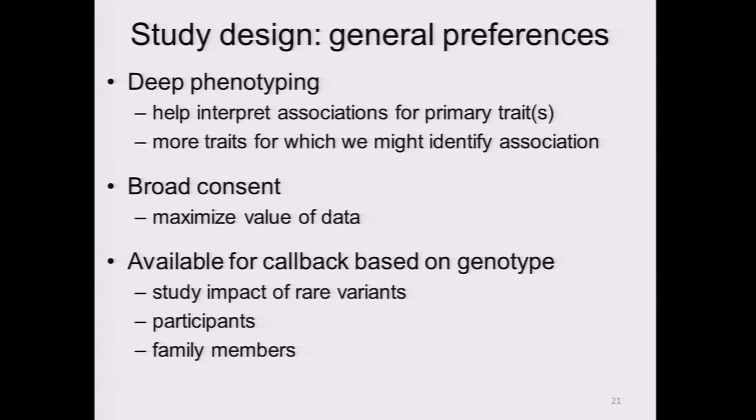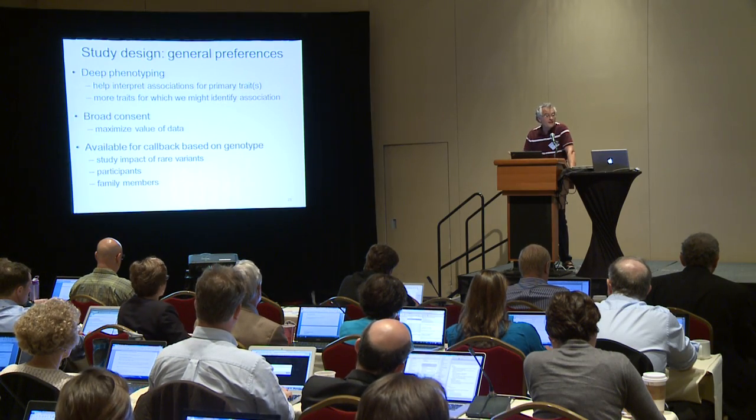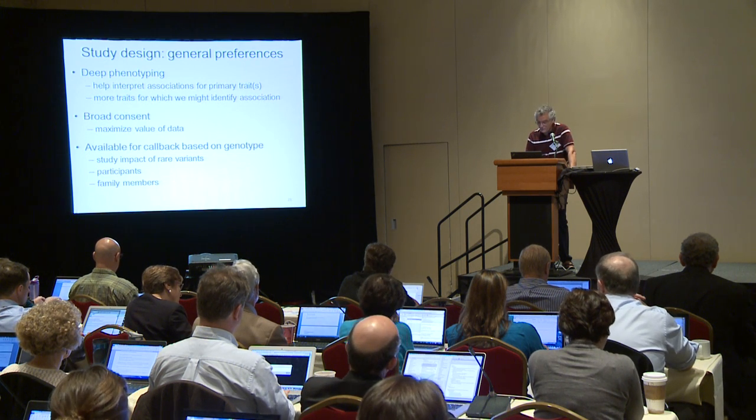Also important, particularly when we're spending large amounts of money on sequencing, is broad consent to allow us to maximize the value of the samples we sequence, not just for the primary purpose that we're undertaking, but to make those data more generally useful. And something that becomes particularly important now as we're looking at the impact of rare variants is callback based on genotyping. So if we have samples that are appropriately consented and conveniently available in terms of bringing people back in for more extensive phenotyping or to bring in their family members, because if we're dealing with variants that are rare enough, the only real way to get a decent number of people carrying those rare variants is by looking at their family members.